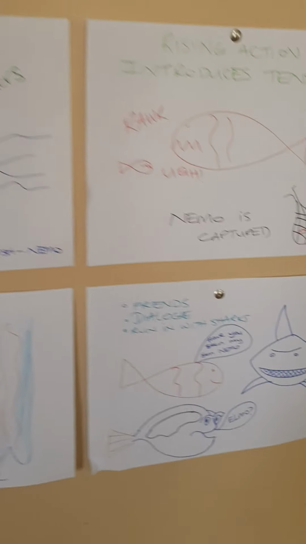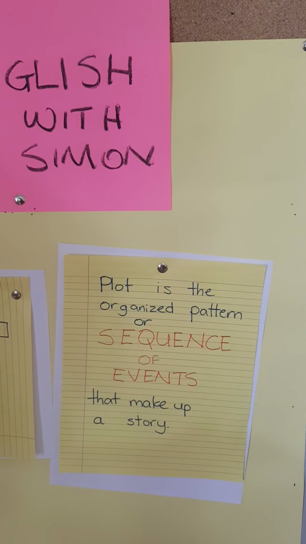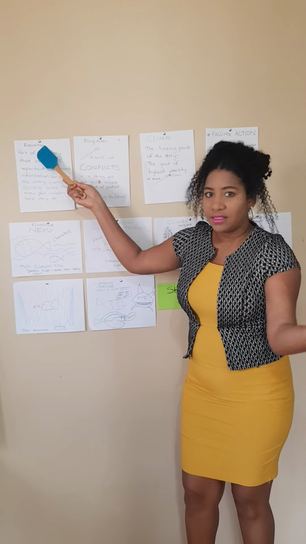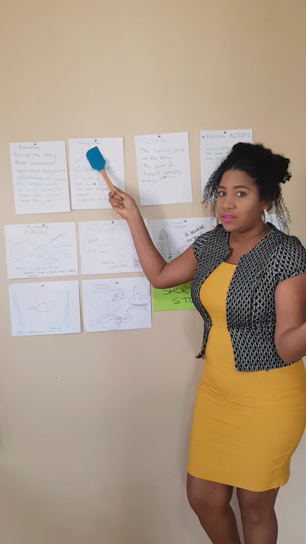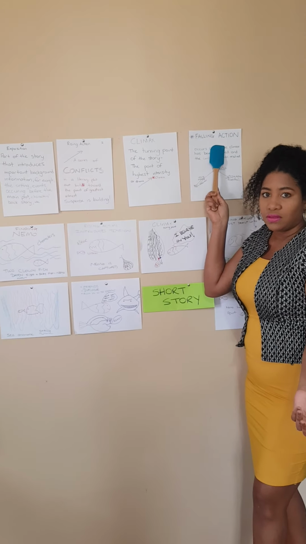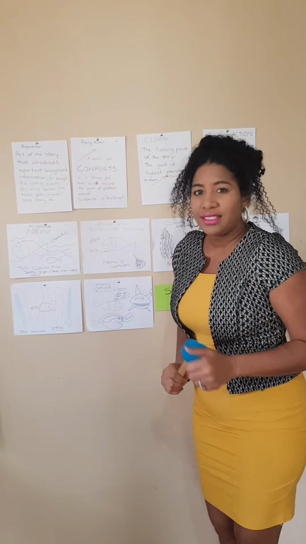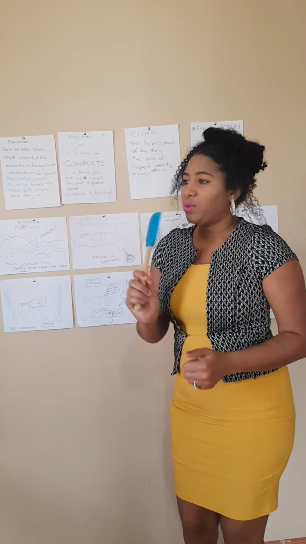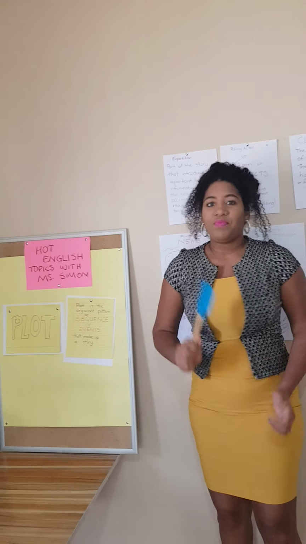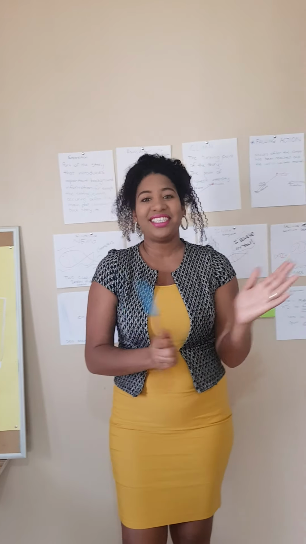Okay, so today, let's recap. We did plot, and plot is the sequence of events. Right, so you have exposition, rising action, climax, falling action, resolution. And today we did what? Was it characters? No. Today we spoke about plot. Good. And that was the what again? Sequence of events. Nice. Good job.